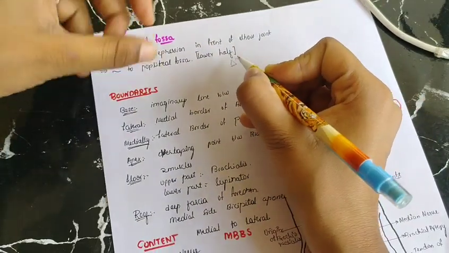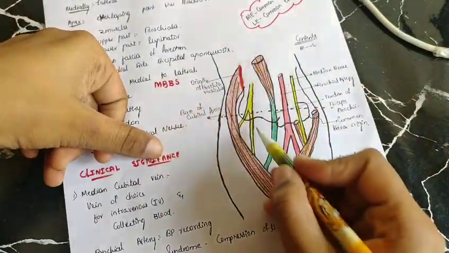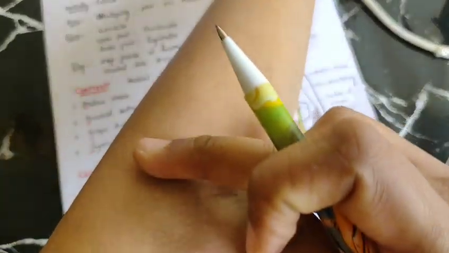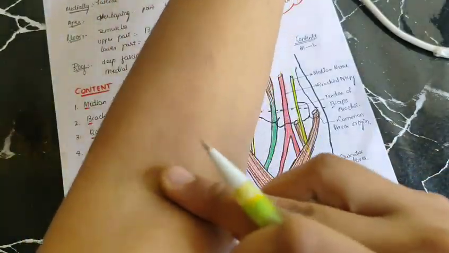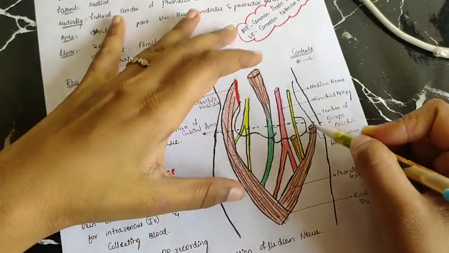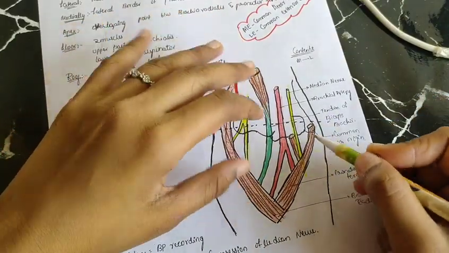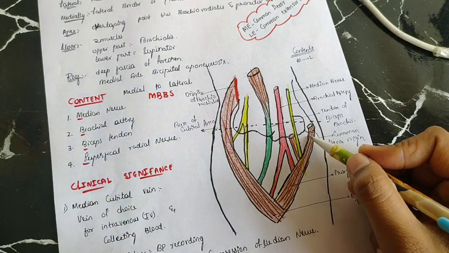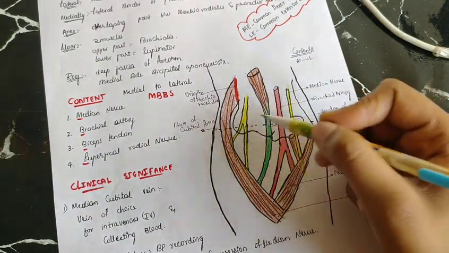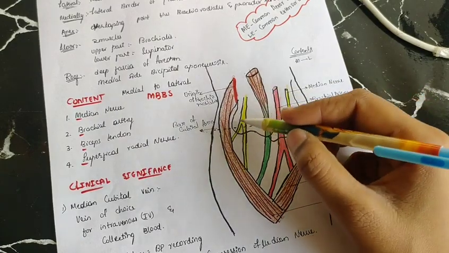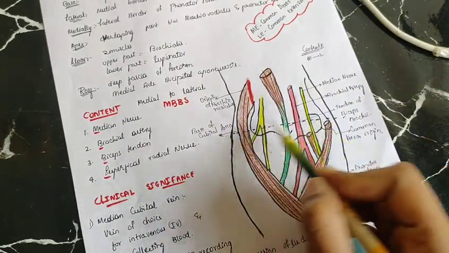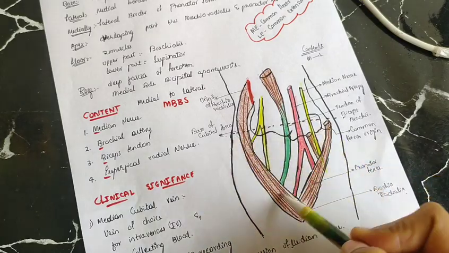Our base is formed by the imaginary line joining the medial epicondyle and lateral epicondyle. This forms the base of the cubital fossa. Medial epicondyle is where all the flexor muscles take origin. This is the common flexor origin. And lateral epicondyle is where all the extensor muscles take origin. This is the lateral epicondyle. The imaginary line joining these two epicondyles forms the base of the cubital fossa.